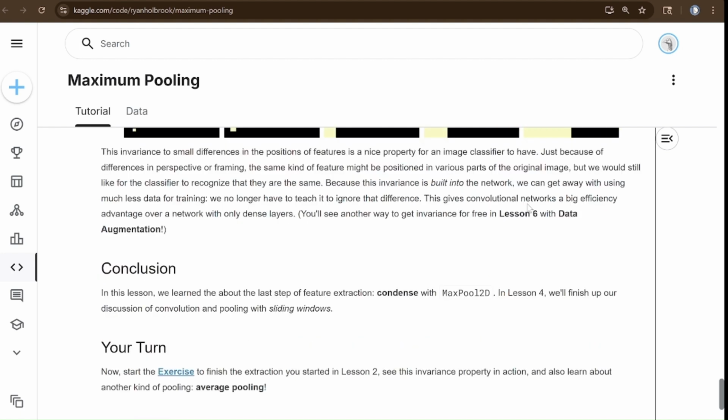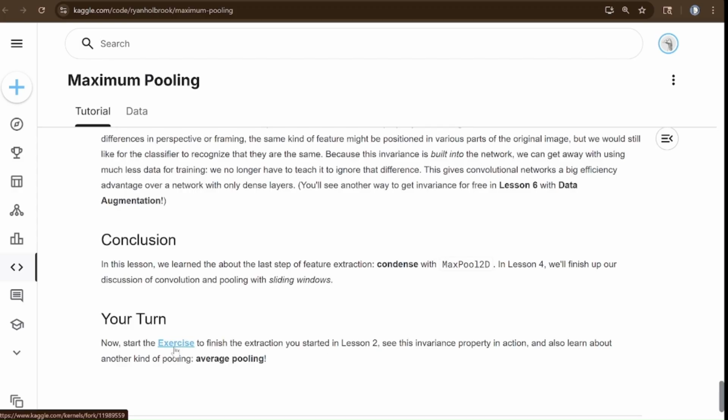Now this gives convolutional networks a big efficiency advantage over a network with only dense layers. We will understand more in lesson 6 about data augmentation. Now in this lesson we learned about the last step of feature extraction, condense with maximum pooling. We have completed the feature extraction part, which is done by the base. In lesson 4 we will discuss convolution and pooling with sliding windows.